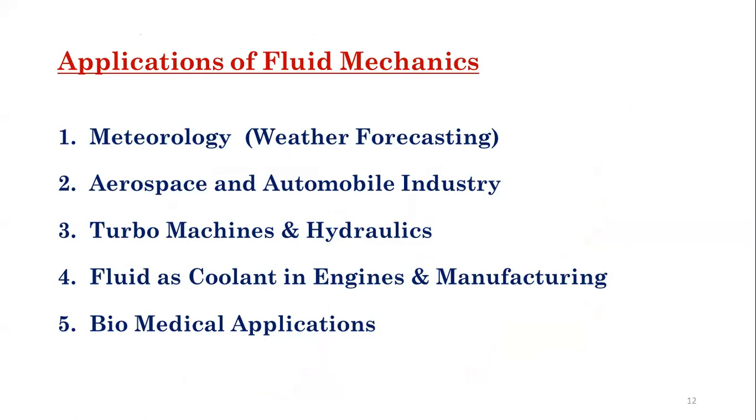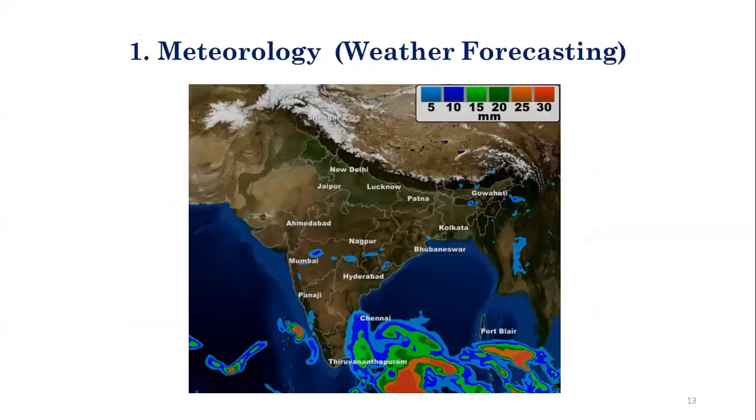If you see this image, down there you can see many weather forecasts. Here it is showing 5, 10, 15, 25 mm, so that is nothing but different values taken from the weather, where we are using fluid mechanics in weather forecasting. Okay. So this is one of the applications where we are using fluid mechanics, in weather forecasting.